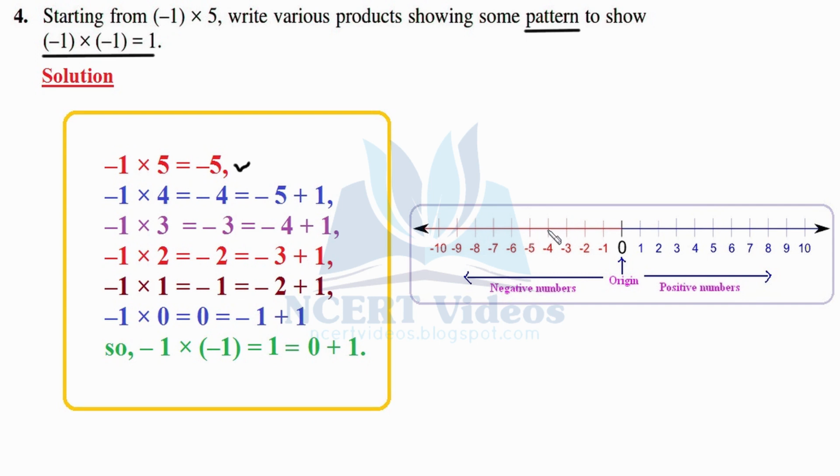Now again decreasing by 1. Now we are going to write 3. It is minus 3. And how we can get minus 3 from minus 4? By adding 1 to it. We are doing both the things. In one step, we are moving towards left hand side on the number line, and on the other towards right hand side.